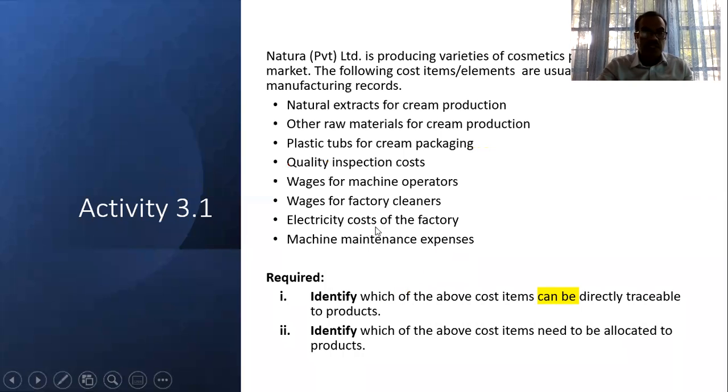Cause and effect, I already explained. Now we quickly move on to this particular activity 3.1.